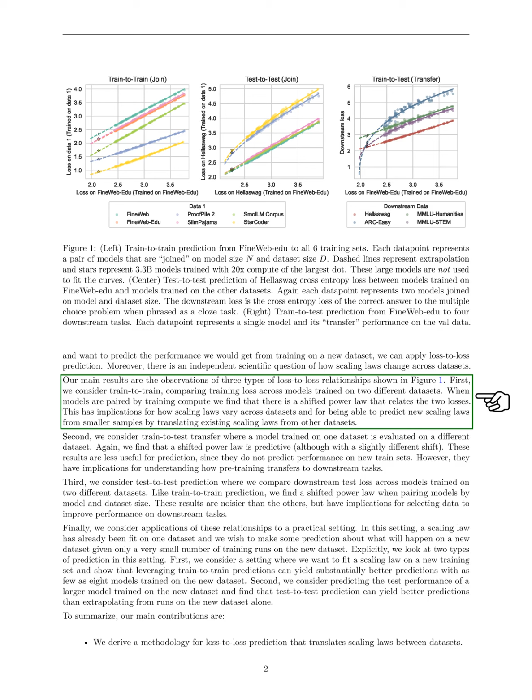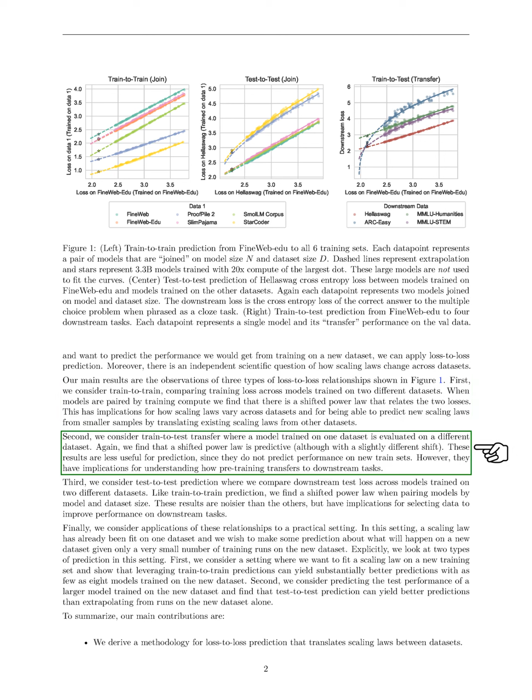First, in train-to-train comparisons, we observe a shifted power law relating training losses from models trained on different datasets, which helps us understand how scaling laws differ across datasets. Second, in train-to-test scenarios, we find a similar shifted power law when evaluating a model trained on one dataset against another, although this is less useful for making predictions about new training sets.